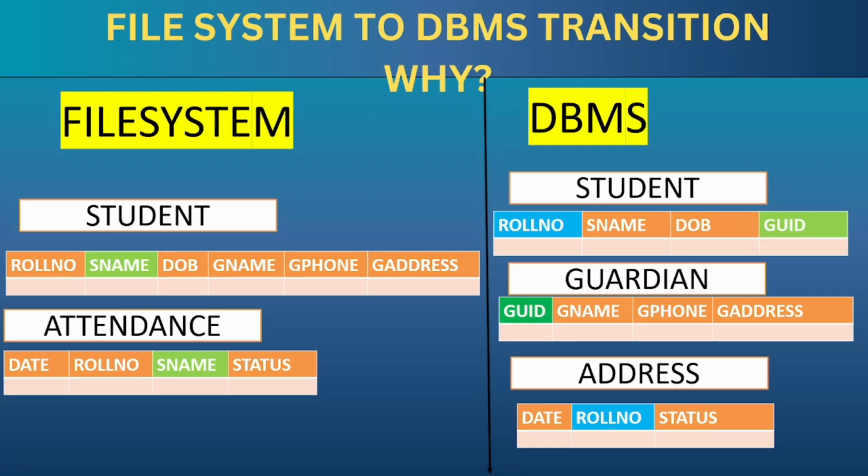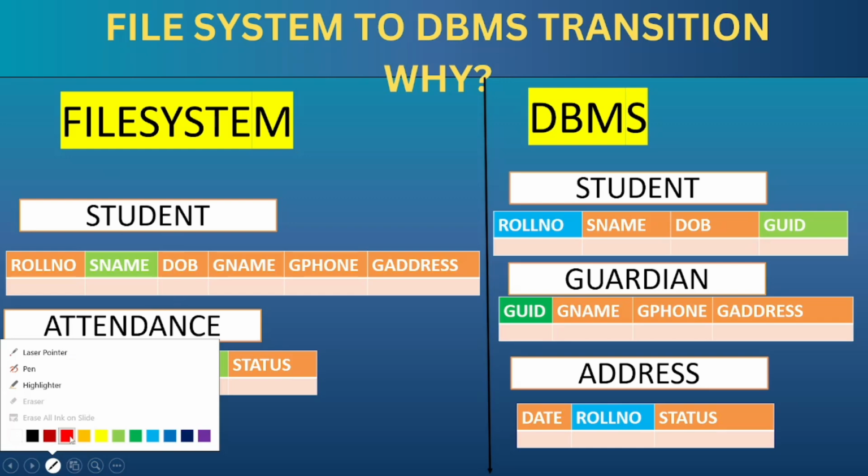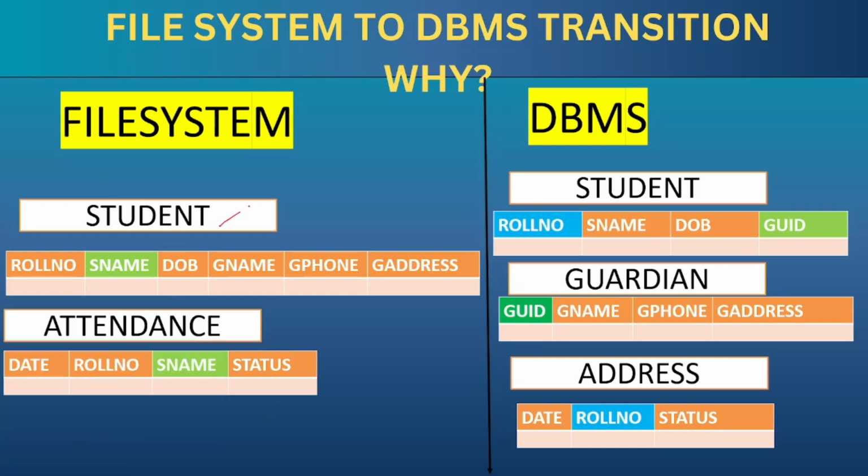Now, the first topic is the transition: how the transition happens from file system to DBMS. If you take the file system, what tables will we be maintaining? Last class also we discussed that. If you have a student table, in it we will have roll number, student name, date of birth, G name, which is nothing but the guardian name, guardian phone and guardian address. Another table we can call attendance, and you will have the columns date, roll number, student name and status.